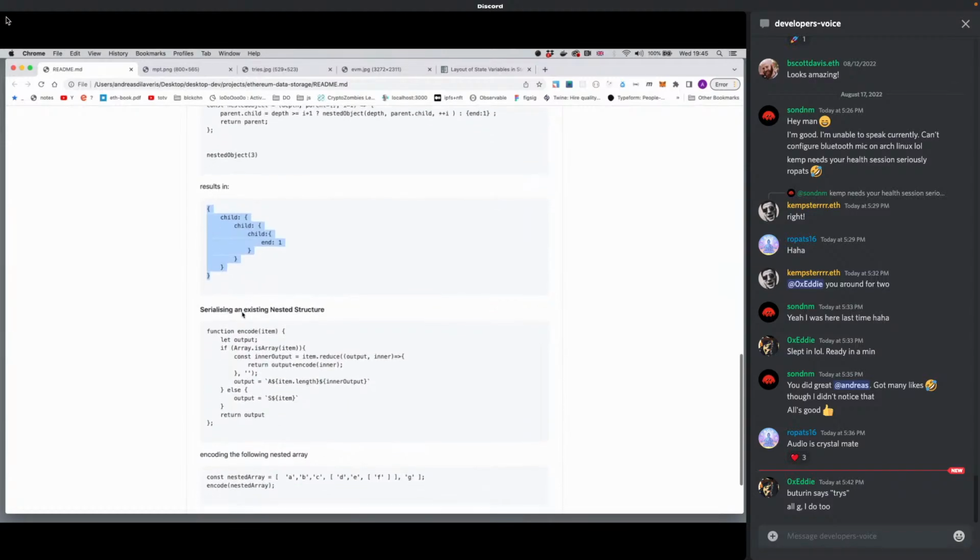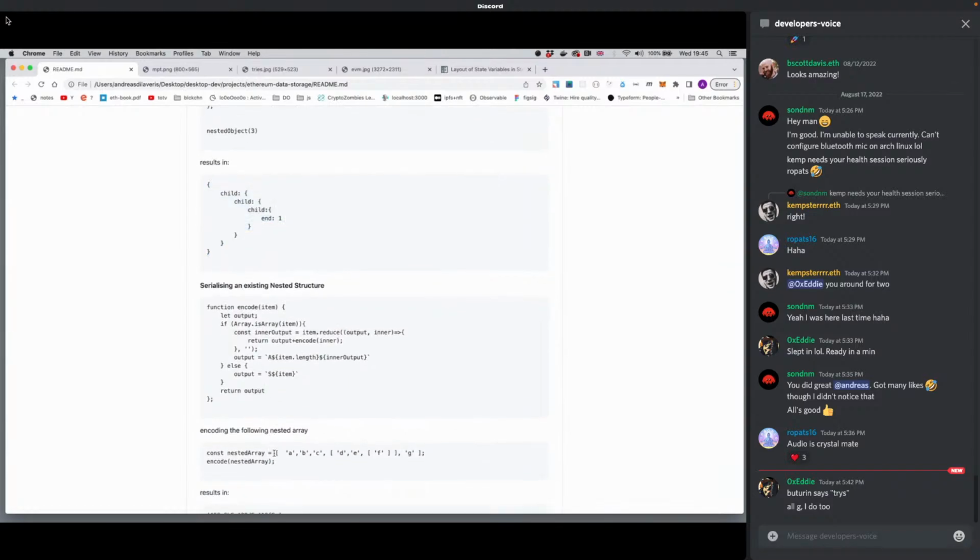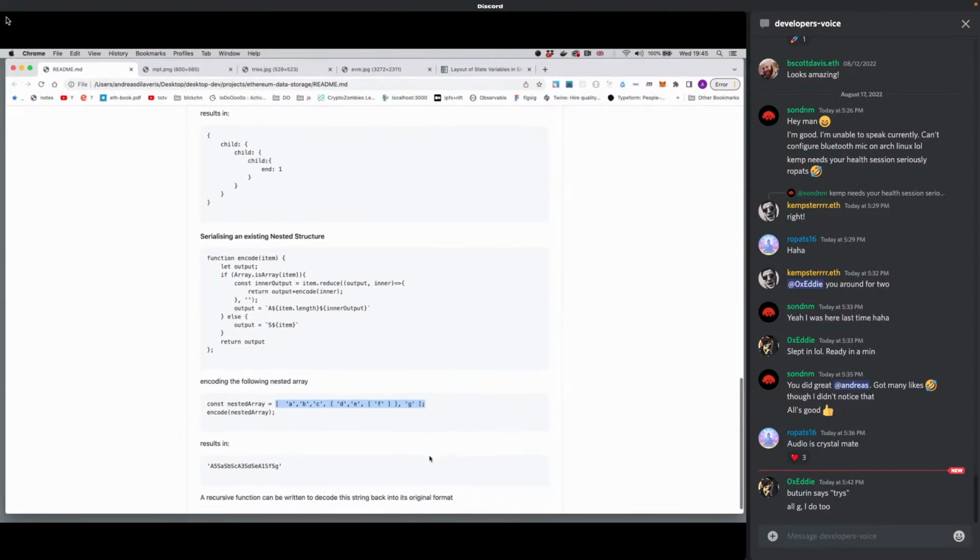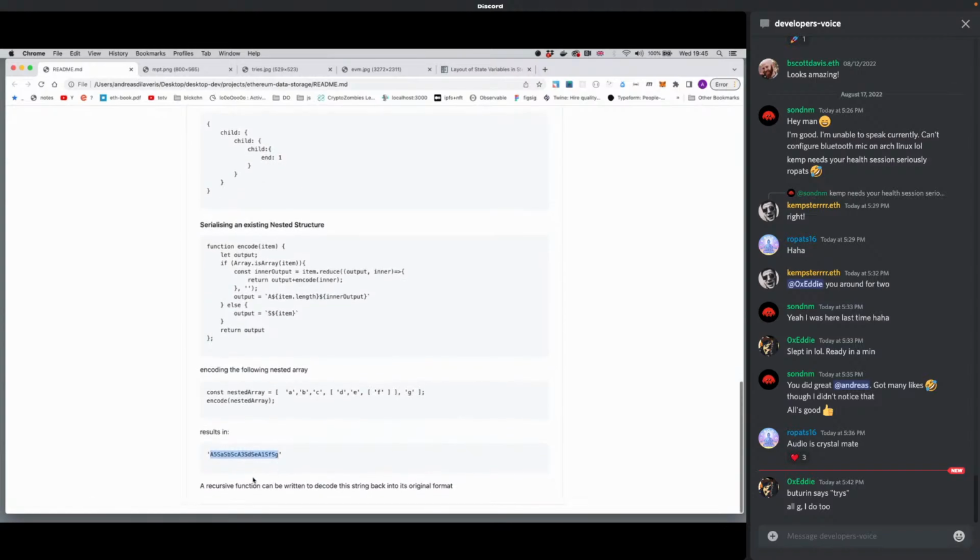It can alternatively be used as a way of taking nested structures like the one below and serializing, encoding them into a linear pattern that still contains all the information in a more compact way. Although it isn't included in this README, you can also write a recursive function that would take this type of string and decode it back into its original nested structure.